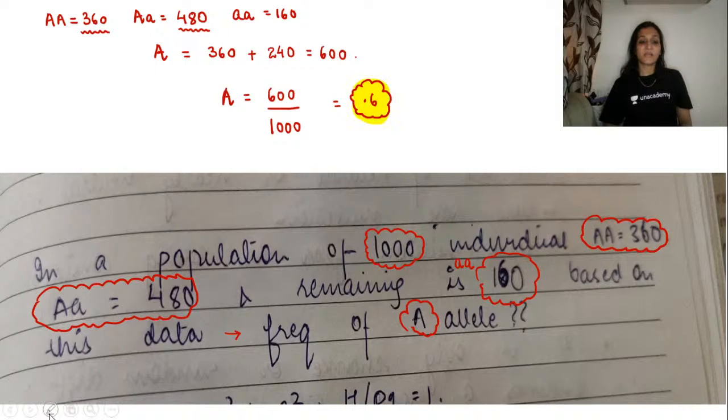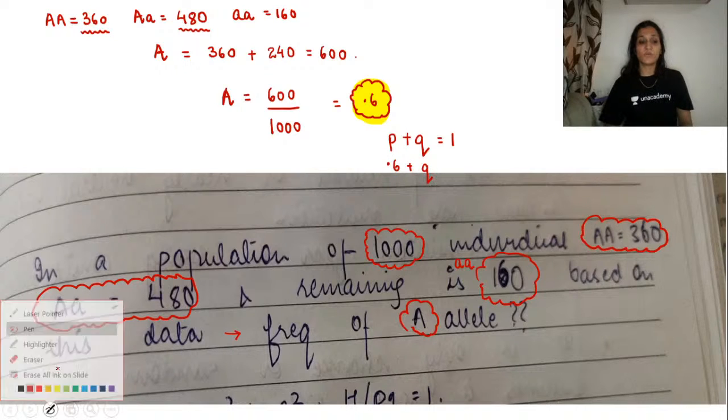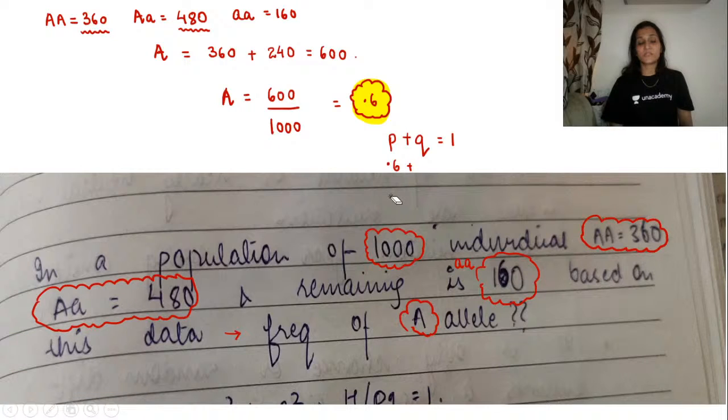And if they ask you the frequency of small a, you will apply the formula p plus q equals 1. So 0.6 plus q. Instead of q, better to write a, because they are taking a as the other allele. So in this case, the a will be 0.4. So this is how you can calculate.